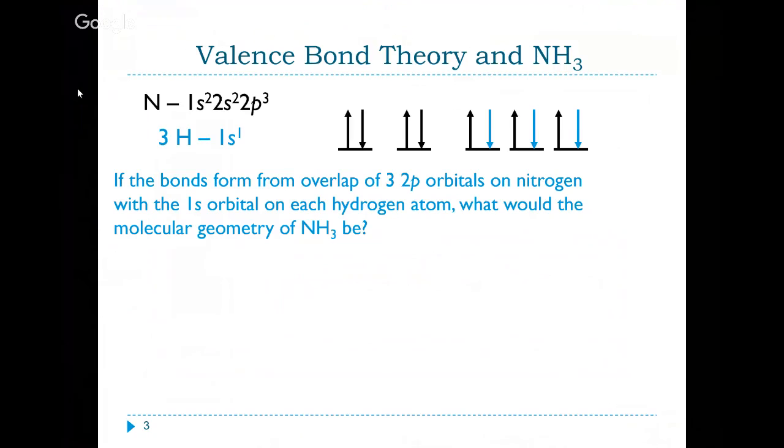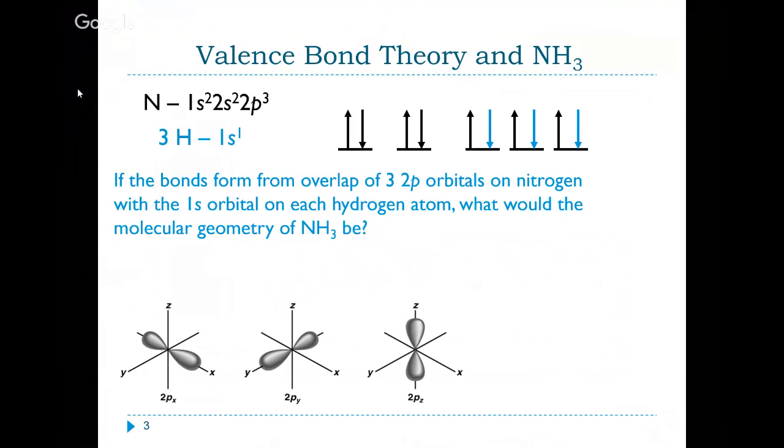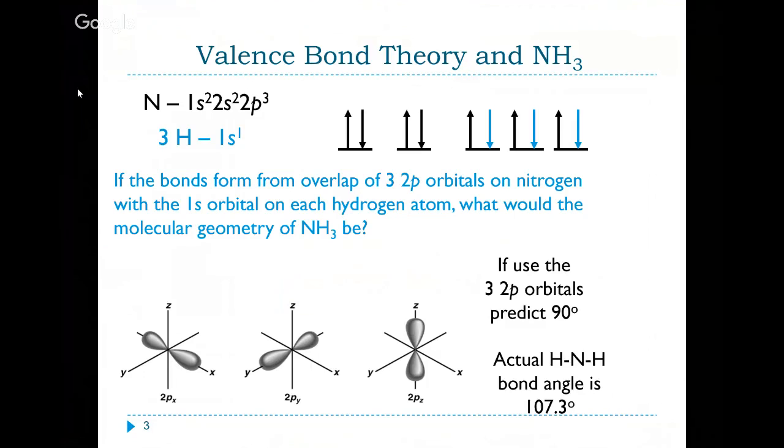However, when we look at this, what would the geometry be? Because we know that VSEPR predicts NH3 to be trigonal pyramidal, because we have 1 lone pair of electrons and 3 bonded pairs, so your electron domain geometry is tetrahedral, but because we do have that lone pair, your actual shape is trigonal pyramidal. When we look at our p orbitals, we know that they go along the axes, right? Px, py, pz. This would predict then that our bond angle would be 90 degrees. However, it's not. It's 107.3 degrees. So then how can we explain this, right?